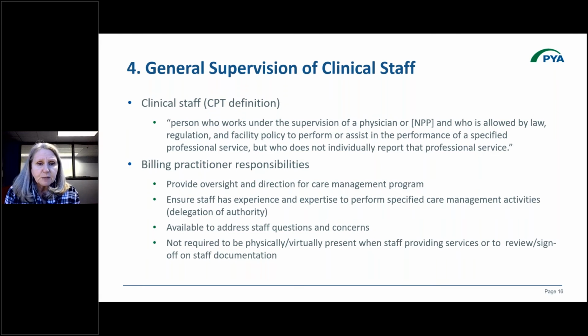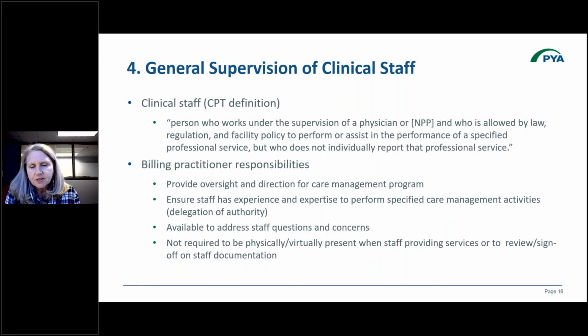So what are the responsibilities of the billing practitioner under general supervision? Of course, it is to provide oversight and direction for the care management team. Again, importantly, ensuring that staff has the experience and expertise to perform the specified care management activities, so they have a very defined scope of work for the clinical staff. They are available to address staff questions and concerns. Notice it's available, not immediately available.